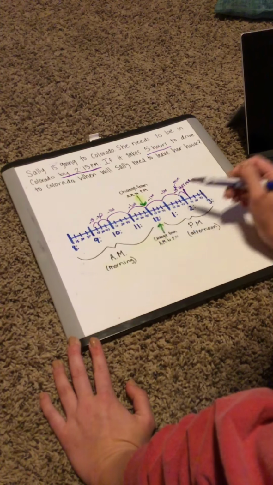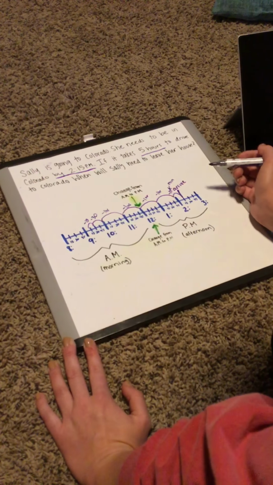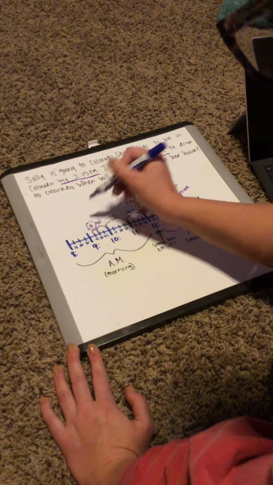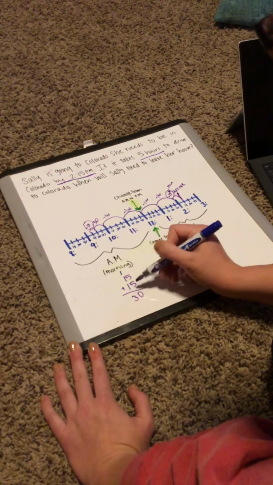Another thing we can do here, since we have 4 hours and then all these minutes left, is regroup. We're going to take this 15 minutes and this 15 minutes and regroup them. So 15 plus 15. 5 and 5 is 10. Then 1, 1, 1. That'll be 30. So now we have 30.